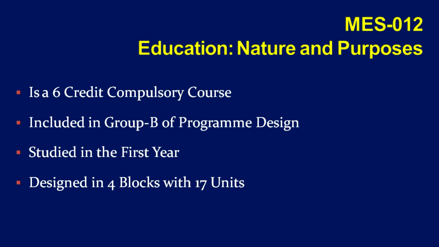is a 6-credit course. The course title is Education, Nature and Purposes. I have said that it is a 6-credit compulsory course, and it is included in the second group, Group B, that is under the core courses. This is studied in the first year, and you will find 4 different blocks with 17 units.